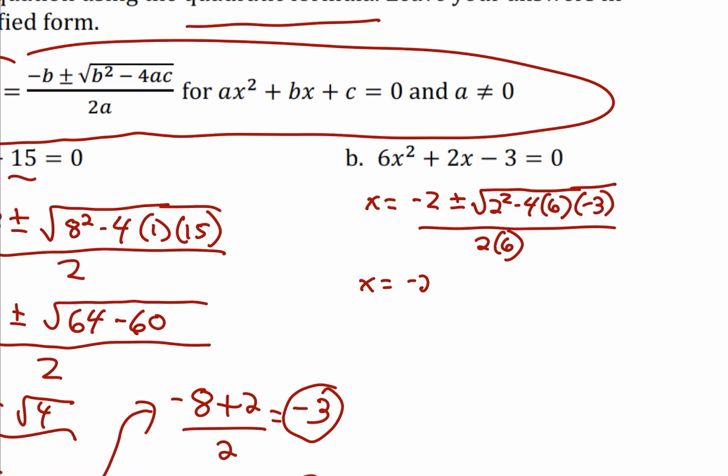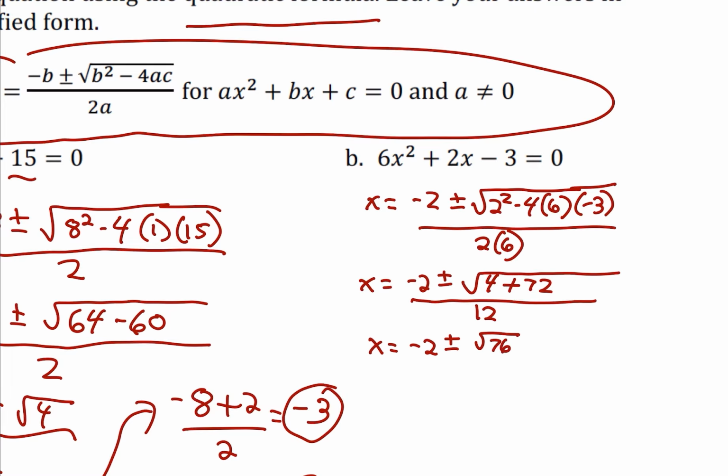So x equals -2 plus or minus the square root of, and it's going to be 4, and this time it's going to be plus because it's going to be a 72. If you think about that, it's 4 times 6 is 24. 24 times 3 makes it 72. Just so you see why it's a positive 72 that we're getting in that case. So all of that is over 12. We're going to continue. x equals -2 plus or minus the square root of 76 over 12.